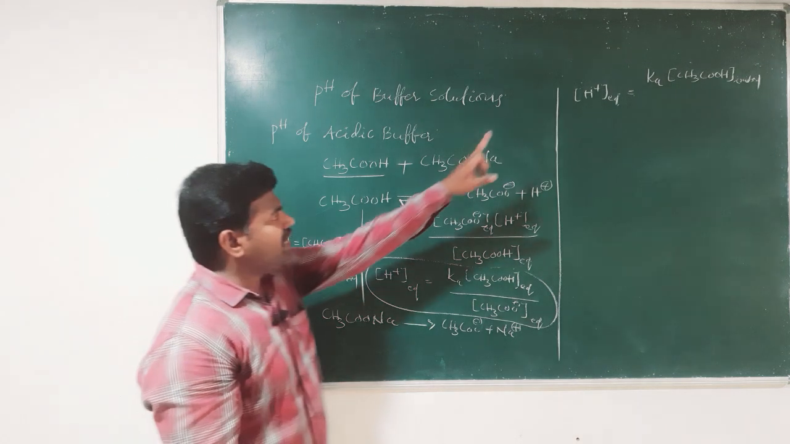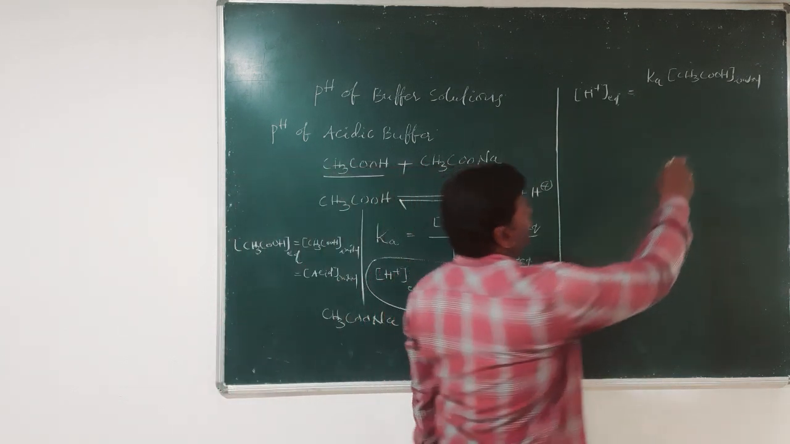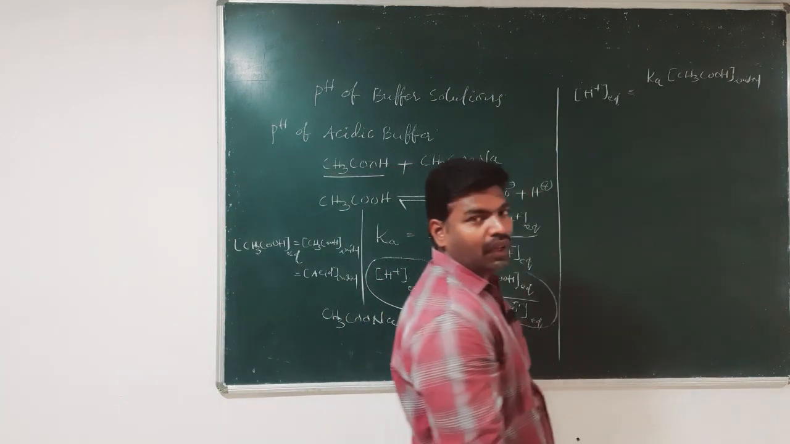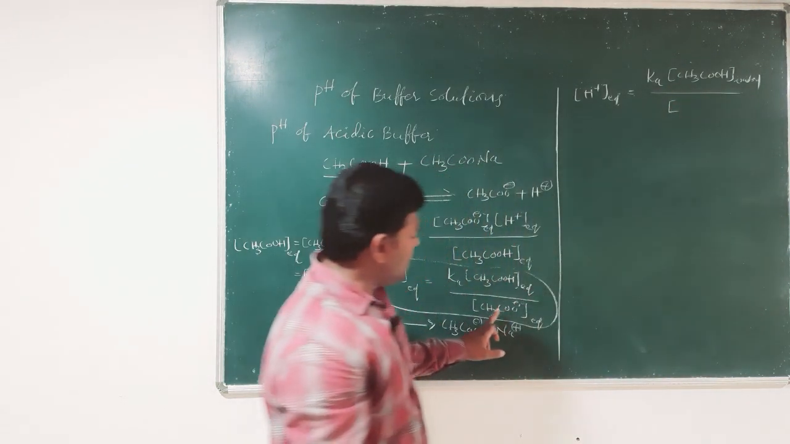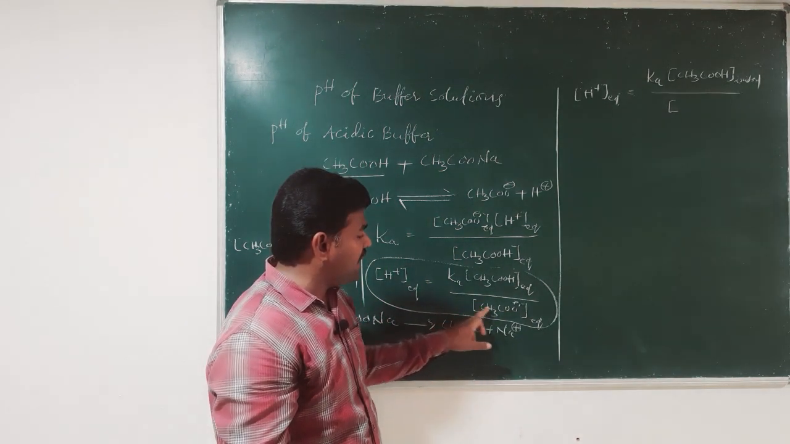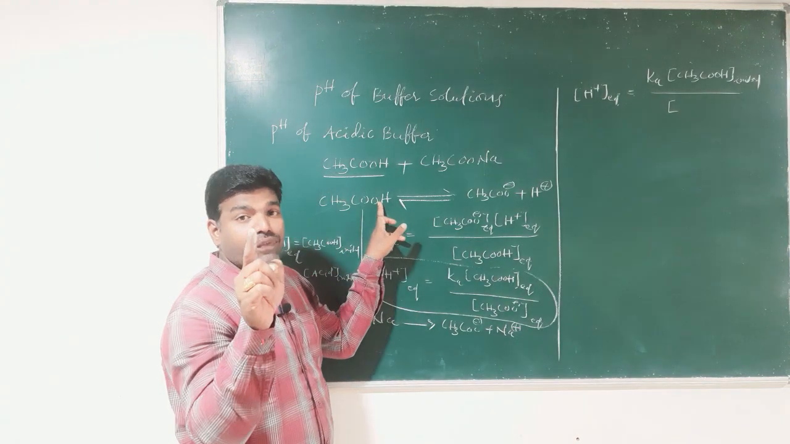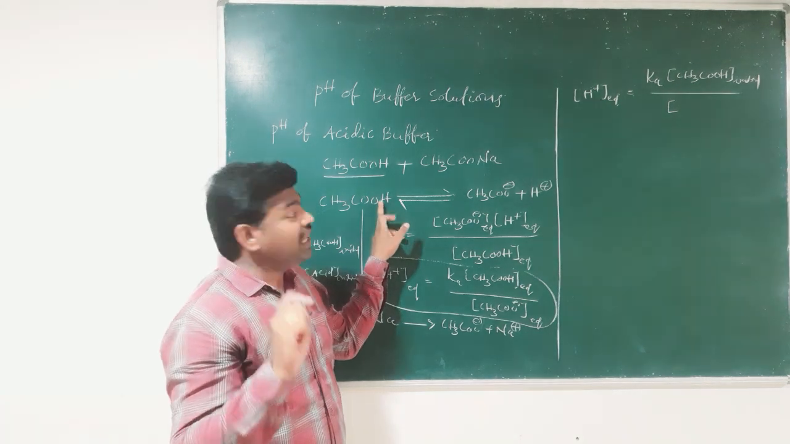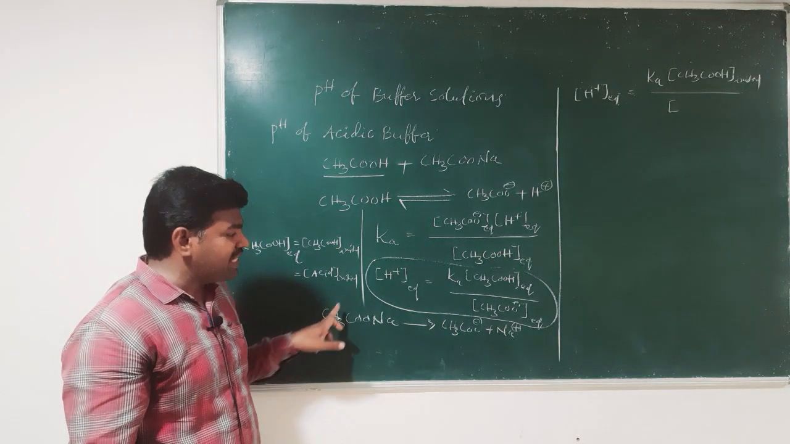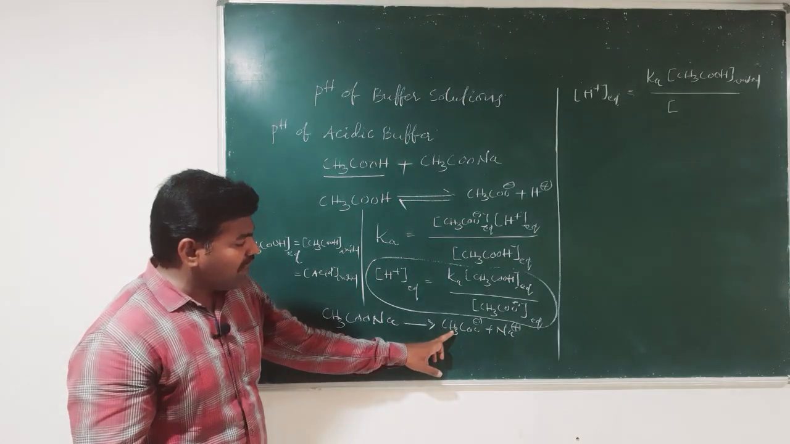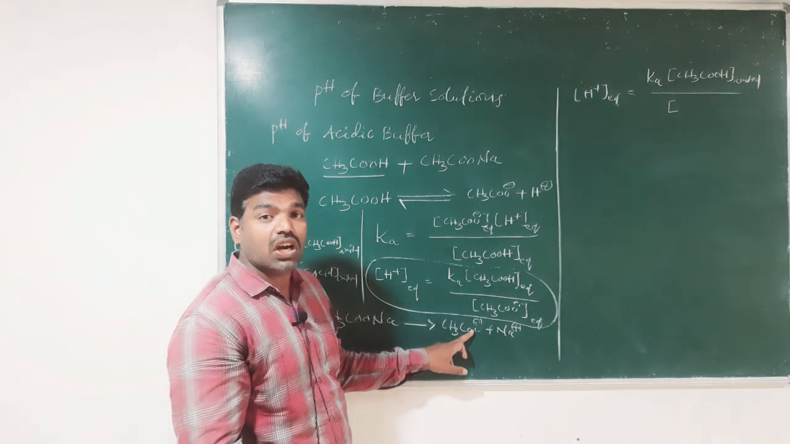Okay, so the concentration of H plus ions is equal to Ka into the concentration of acid, divided by the concentration of acetate ions at equilibrium. Actually, by the ionization of acetic acid, only a very small number of acetate ions are formed, but this is a mixture. That mixture contains acetate ions from the sodium acetate. So the concentration of acetate ions is equal to the initial concentration of salt.